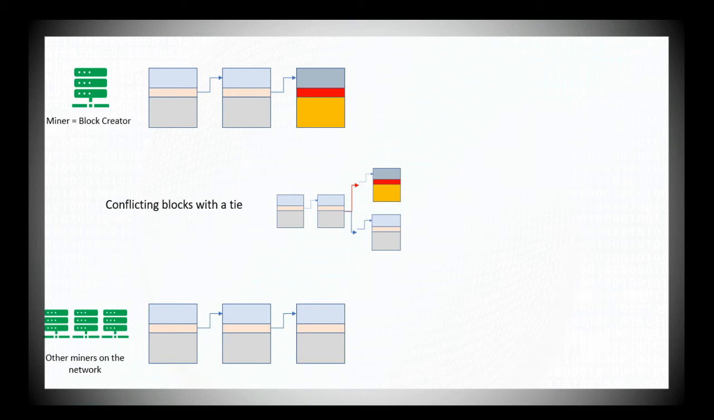Now, for this particular scenario, let's assume that this miner here, where I'm showing you with my mouse, is what we call a bad actor, or someone that is trying to cheat the system.